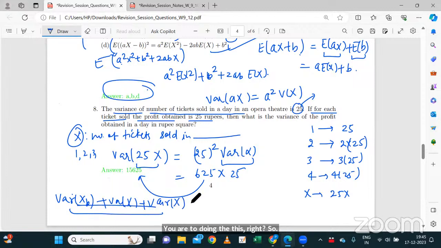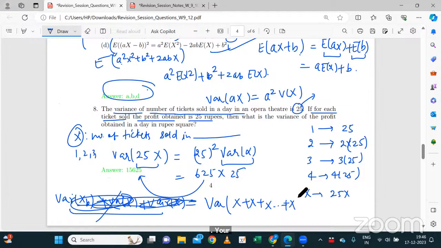So the variance of X is 25, right? You are talking about X plus X, and this was incorrect. So basically, you are talking about 25 times. But we can solve this in this way also, right? No problem. This is the same way.